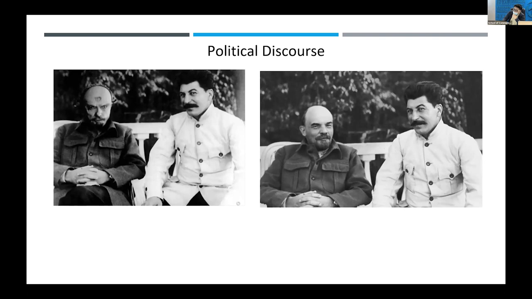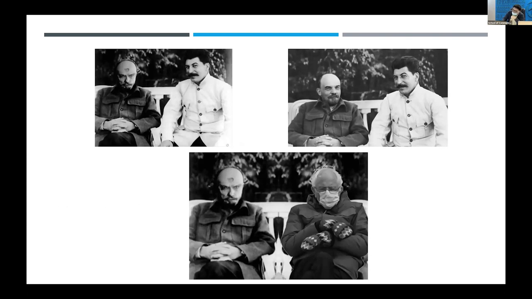And you still remember this photo, which has another adaptation in the American internet space. It's indicating that Bernie Sanders is one of the comrades of Furry who can control people's minds, to attack him as a socialist.